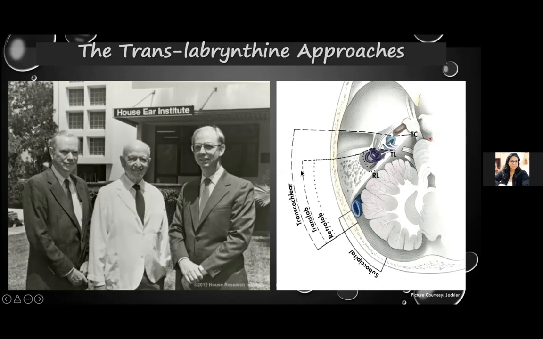Here we can see the translabyrinthine approach, where we go through the labyrinth. Then we can see the lateral labyrinthine, where we avoid the labyrinth and enter the cerebellopontine angle. And here we can see the transcochlear, where the cochlea will be taken off. And we have the suboccipital approach, where we will not enter the labyrinth or the cochlea. So these are the various approaches.